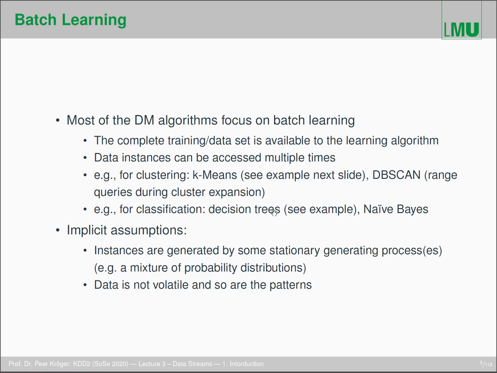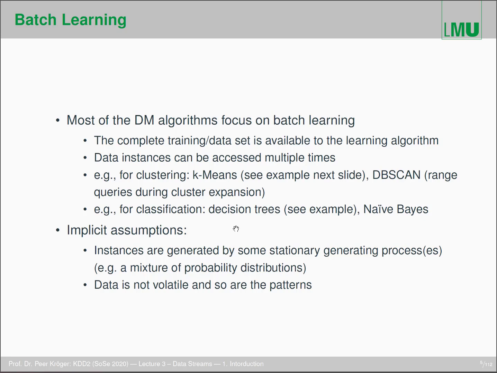And for classification, we also will have an example on decision trees, but also naive Bayes. In order to compute all those probabilities, you have to access the training data multiple times. So the implicit assumption here is, since you somehow access that data multiple times, you somehow assume that the data is stationary. It doesn't change, which is quite the opposite if you are talking about streams, obviously. So in batch learning, you assume that data is stationary.